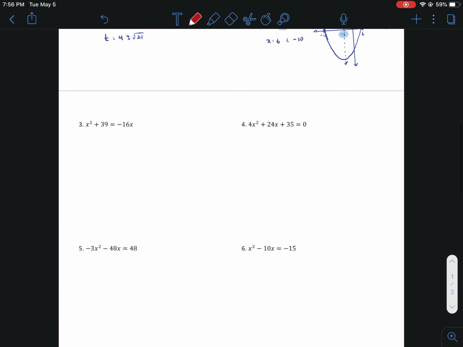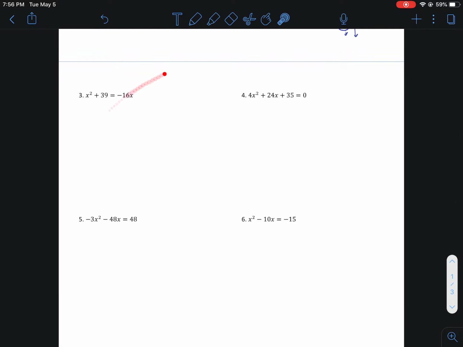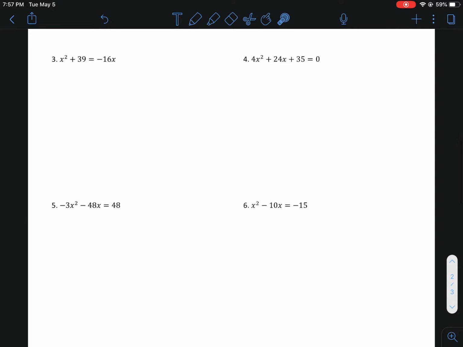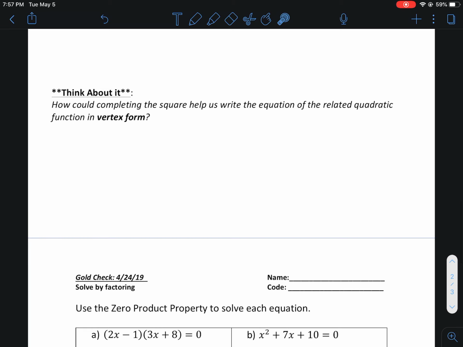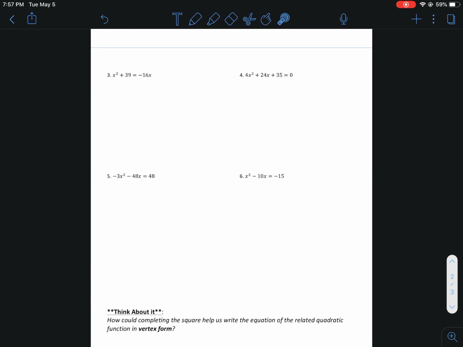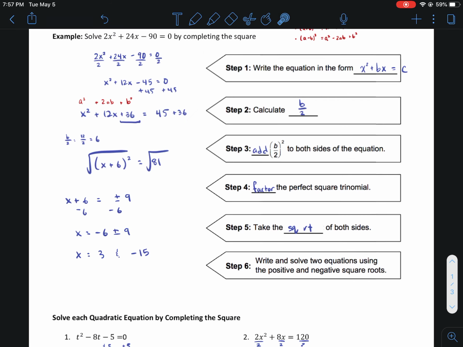Okay. Your homework is going to be to finish these 4 examples. And you could ignore this last question. We're going to get to vertex form in a little bit. I switched the order around this year, but I think I like the old way we did it. Oh well.